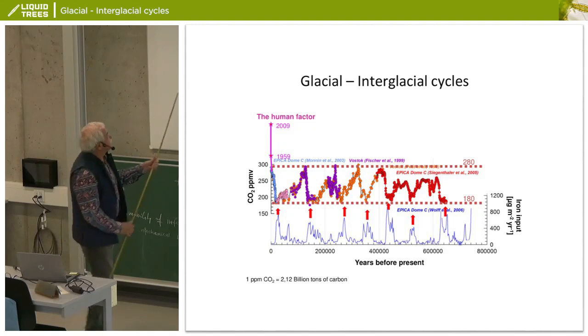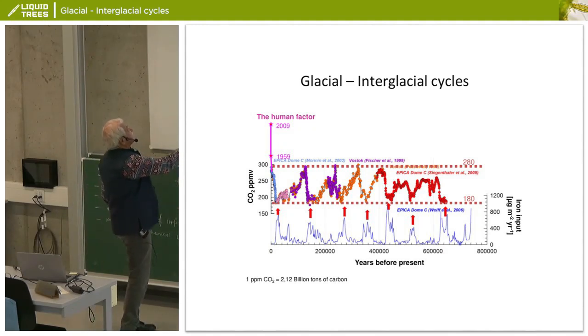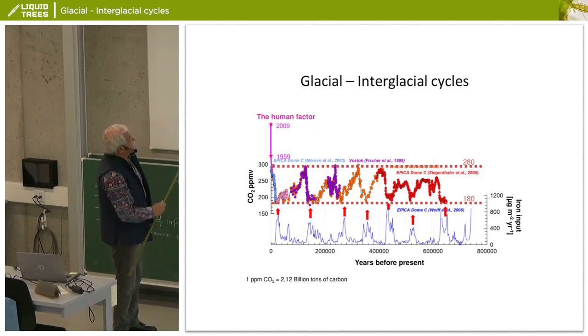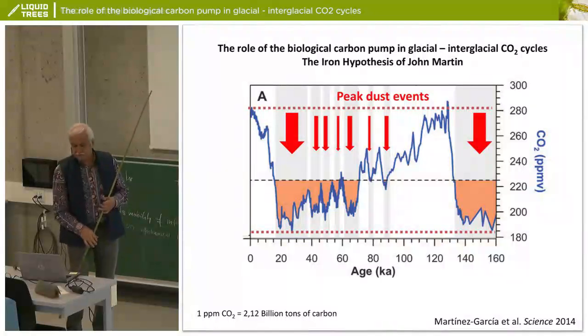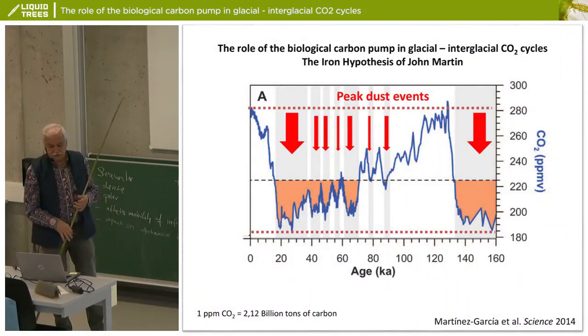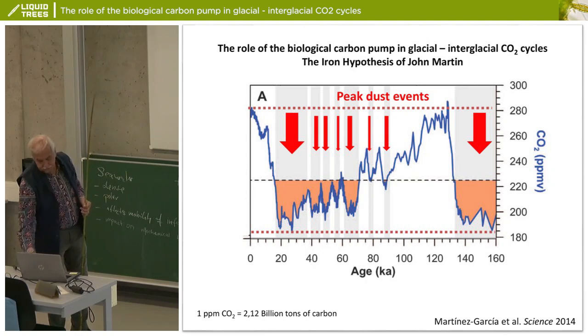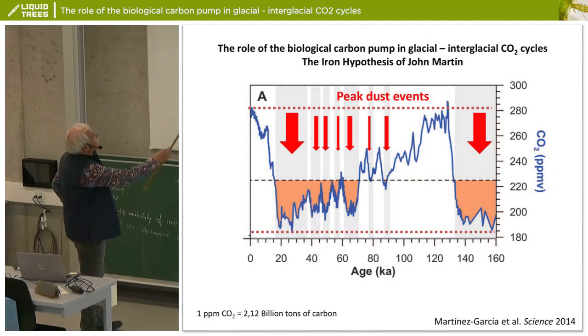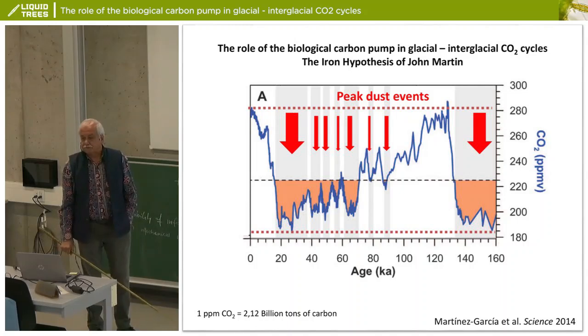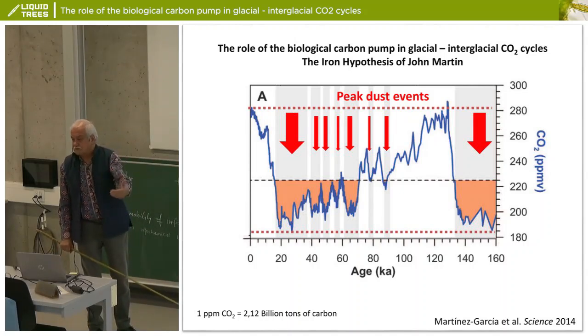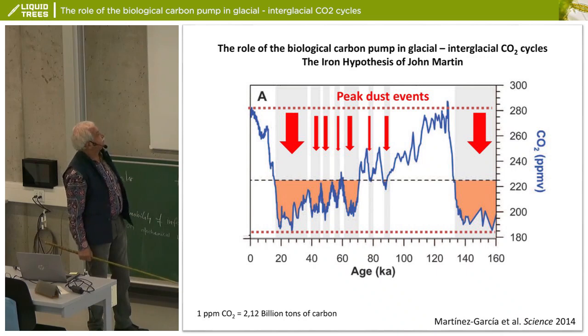Now the human factor, and of course this is from 2009. Now we are far above that. But you see again here, the high dust input is related to the low CO2. Very clear. And this is just a more detailed synthesis of the relation between biological carbon pump and glacial-interglacial. And here you see a more detailed comparison of dust input and the CO2 concentration in the air.